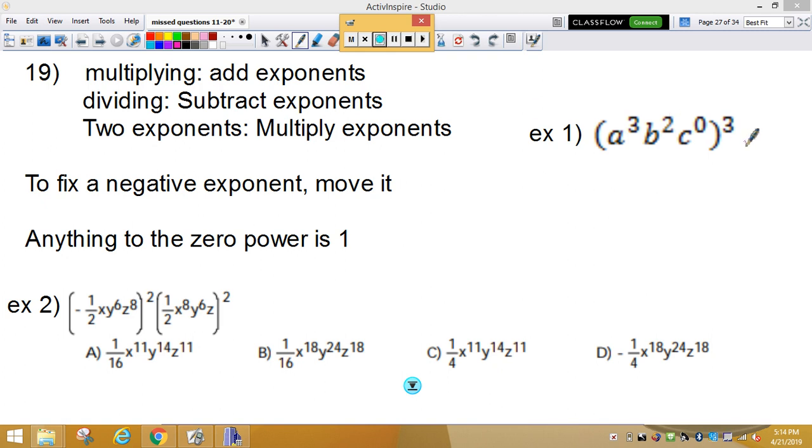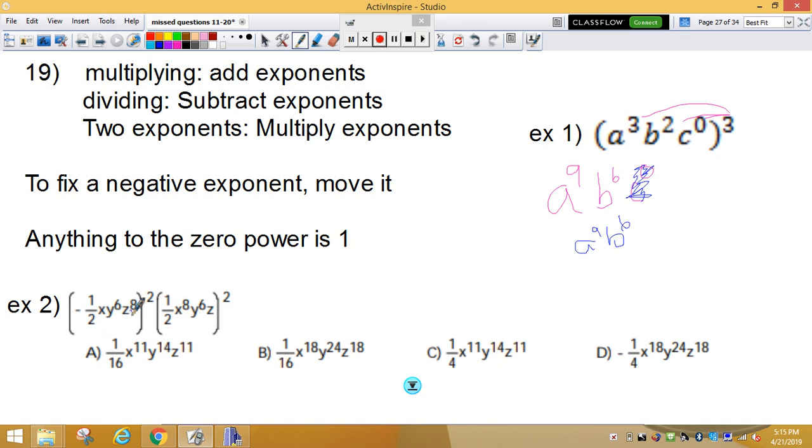So let's get started on example 1. There's lots of exponents on the outside, so this means we're going to multiply it to everything on the inside. So a to the 3 times 3 is 9. B to the 2 times 3 is 6. And c to the 0 times 3 is 0. Now, anything to the 0 power is 1, so this c to the 0 goes away because it's just going to be 1. So the right answer is a to the 9th and b to the 6th.